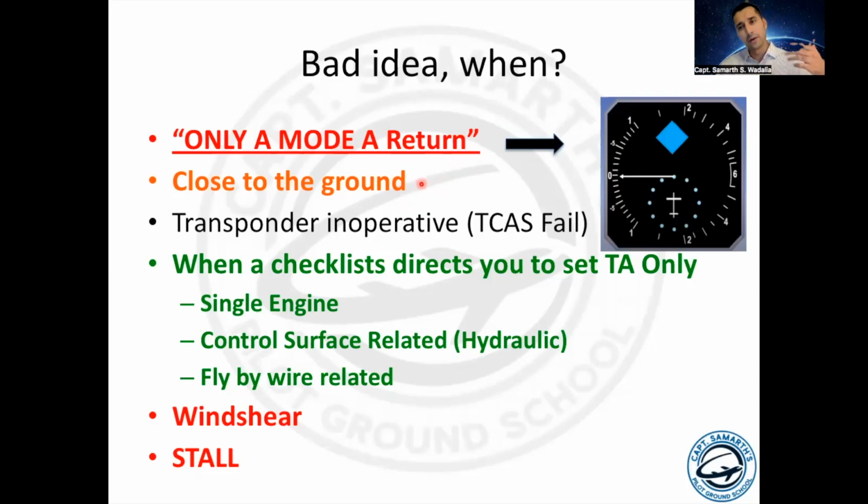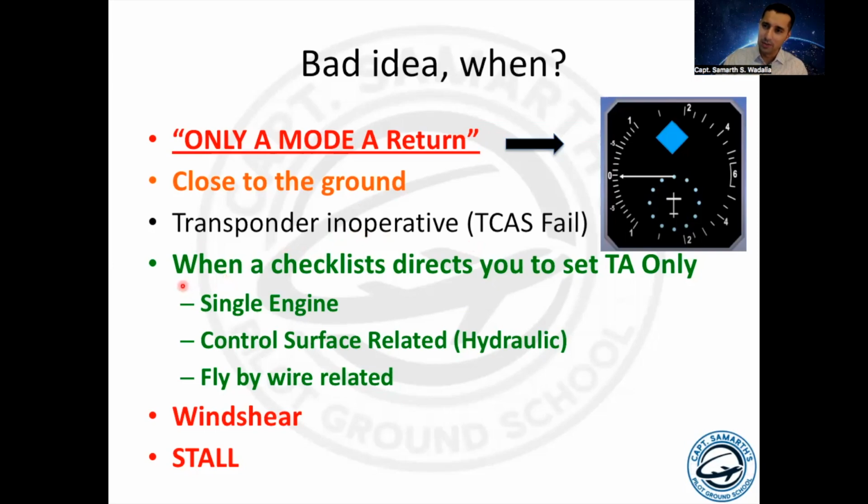Most modern aircraft already have that fail-safe feature built into them, wherein they are put into traffic advisory mode once they come close to the ground. The next point is when your transponder is inoperative. If your transponder is inoperative, your TCAS has failed anyway. So your TCAS won't work if your transponder is inoperative. But I have to brief you on this, so it's important to mention. If your transponder is inoperative, your TCAS will not work. It's a bad idea to be using your TCAS at that point.